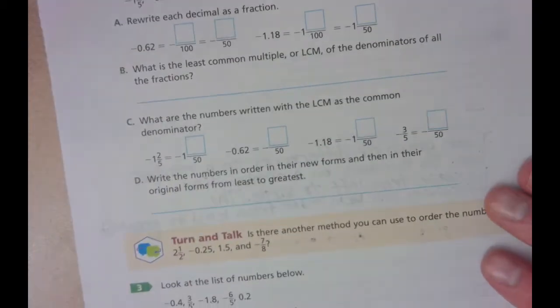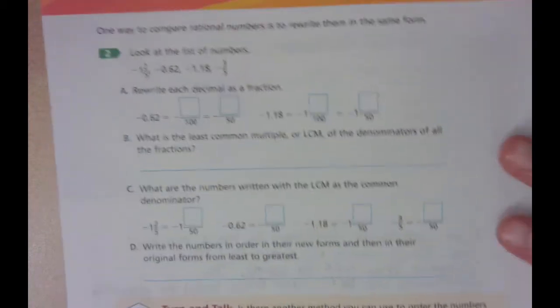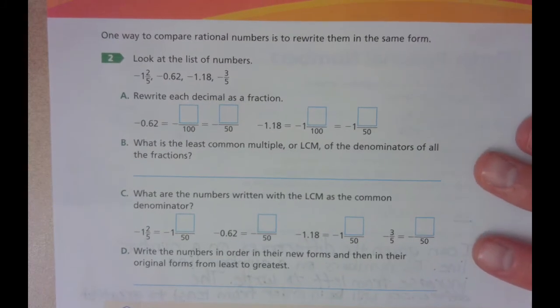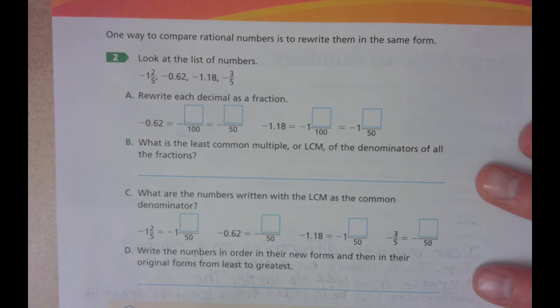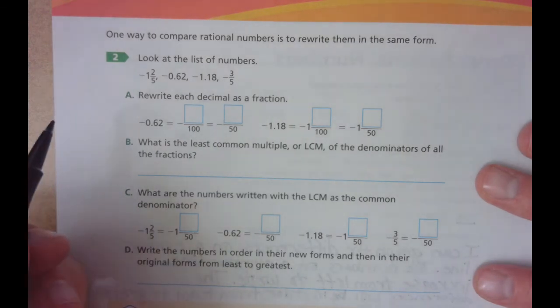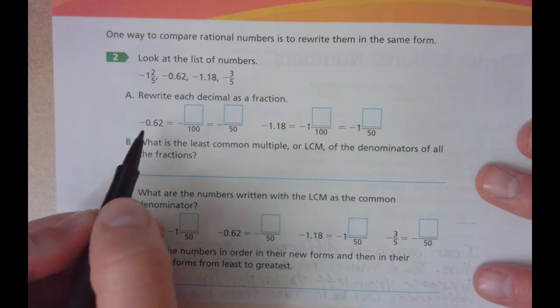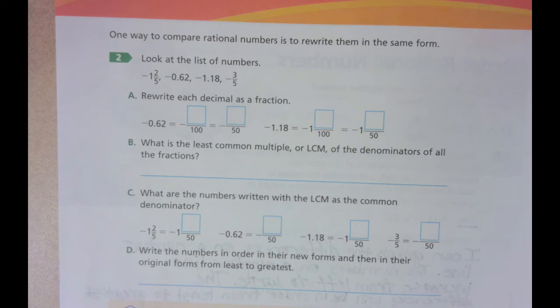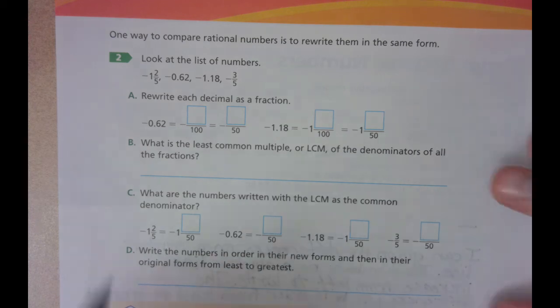Alright, let's turn our page over here. We're going to take a look. One way to compare rational numbers is to write them in the same form. Guys, it is a whole lot easier to put your numbers in order if they're all decimals or if they're all fractions, that kind of thing. So, rewrite each fraction as a decimal. Each decimal as a fraction. Clearly, I should not be recording videos today because I am making a mess of this one all over the place. Okay, so we need to look at our list of numbers and write each decimal as a fraction.